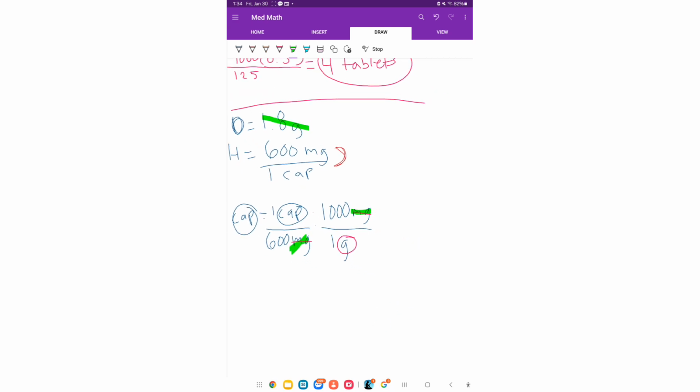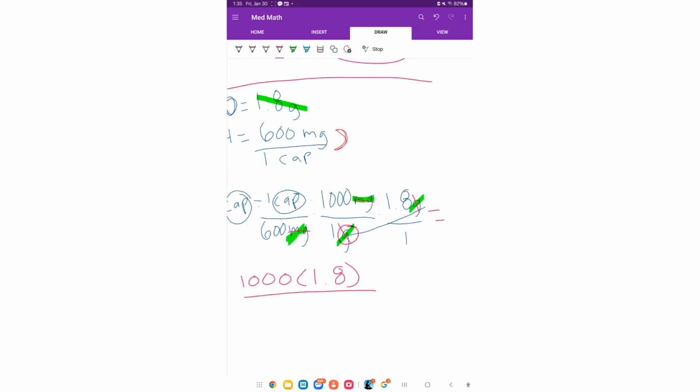And plus, we still have this number here. So it says 1.8 gram. I'll write that here because I know that I can cross cancel these two. So here's a gram and I'm going to cancel that. And so now we'll divide across. So we have 1,000 times 1.8. Okay, and then we're going to divide that by 600, which equals 3. So we know that this is the correct answer.